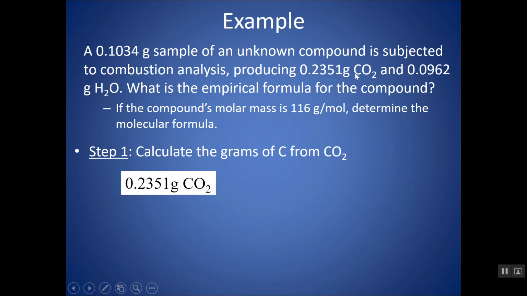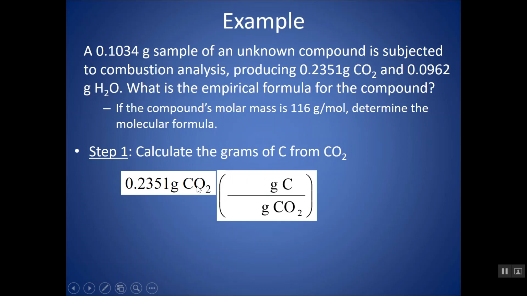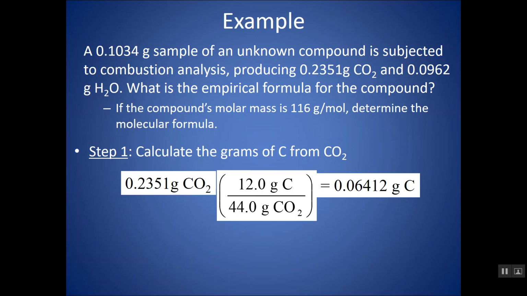So here's my grams of CO2. I can isolate all the carbon from that. There's 12 grams of carbon for every 44 grams of CO2. That's really just multiplying by the mass percent, and I get 0.06412 grams of carbon. And I could do the same thing with hydrogen from the H2O.